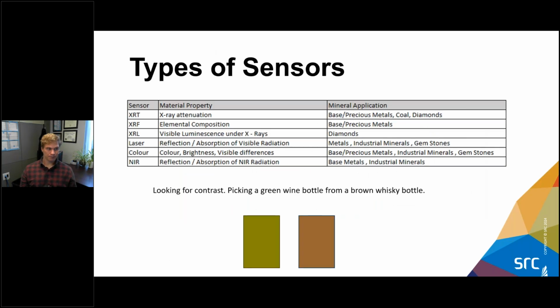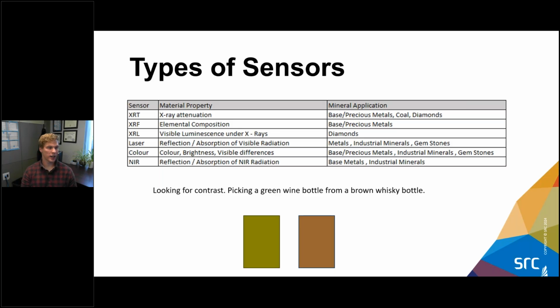So types of sensors. There's quite a few, and there's going to be more developed. When you're using a sensor, it's all about finding something that can contrast the gang most effectively for you. And these are just some common options available. So XRT uses X-ray attenuation. It can be used in base metals, precious metals, coal, and diamonds is pretty popular. You have XRF for elemental composition. XRL is X-ray luminescence. It's really popular in diamonds and it has been for 50 years. It uses a visible luminescence response created by exciting the particles with X-rays.